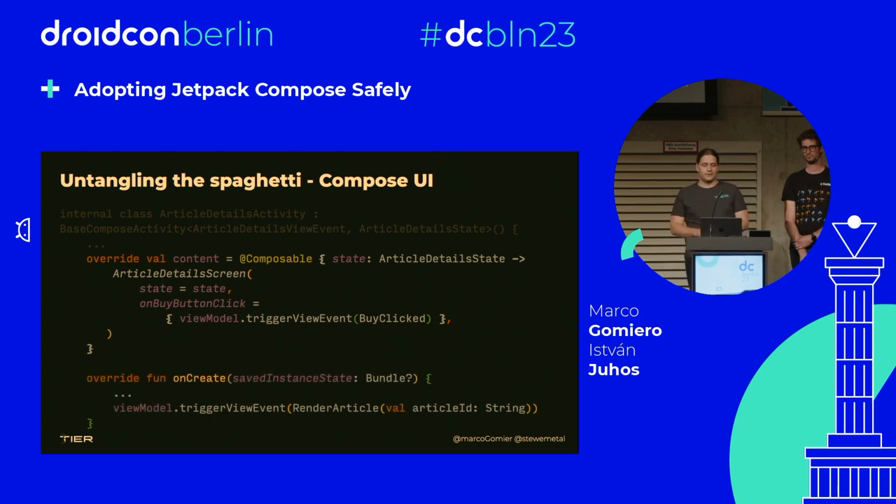Of course, we can do the same thing in onCreate because we have access to the view model at any part of the activity. So, for example, in onCreate, we could unwrap the article ID that we receive in an intent, and then just set an event to the view model to start loading the article.